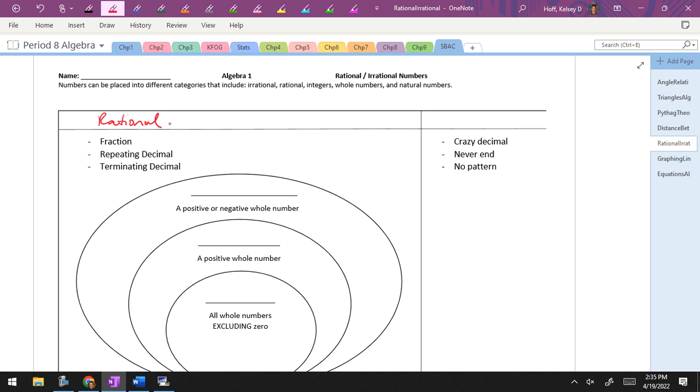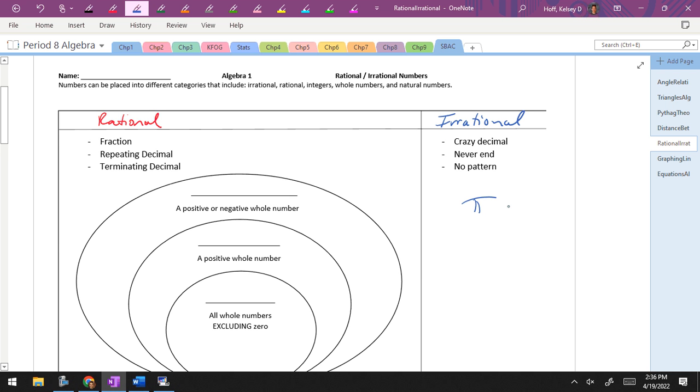If a number is not rational, it is irrational. Irrational numbers are crazy decimals. They never end. There's absolutely positively no pattern. What is the most common irrational number? Pi. Pi is the most common irrational number. It doesn't end. It goes on and on forever. If you categorize irrational, that's the only thing it can be.